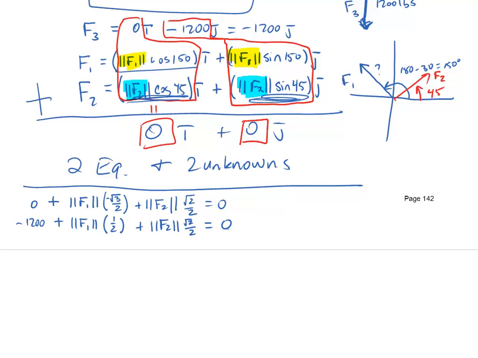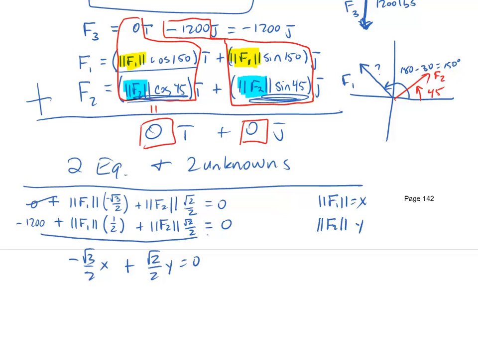And I tell you what, just to make it easier to read, let's write this as the magnitude of F1 is my x and the magnitude of F2 is my y. This equation now looks like, just canceling out that 0, negative square root of 3 over 2 x plus square root of 2 over 2 y equals 0. And I'm going to move this 1200 to the other side. So this is 1/2 x plus square root of 3 over 2 y equals 1200.